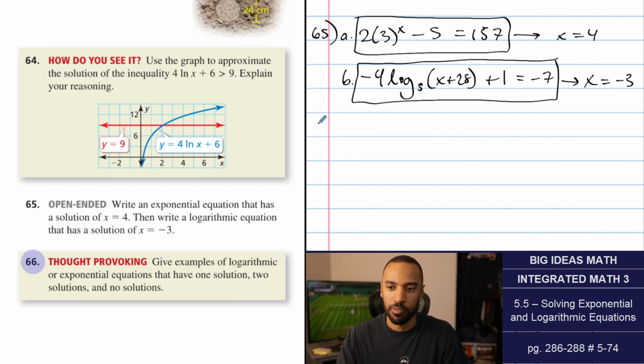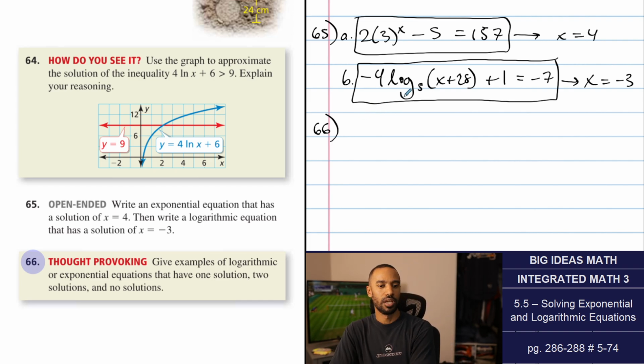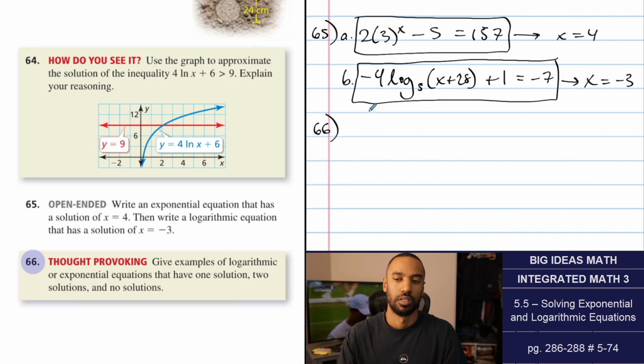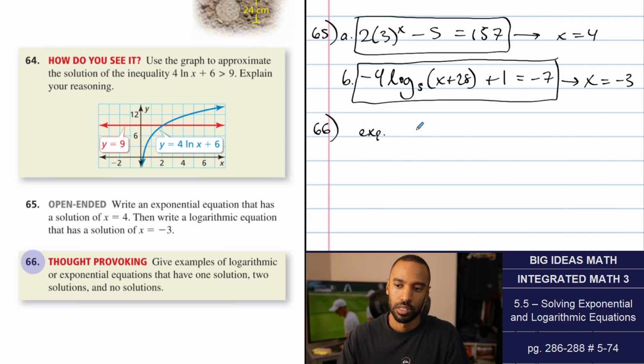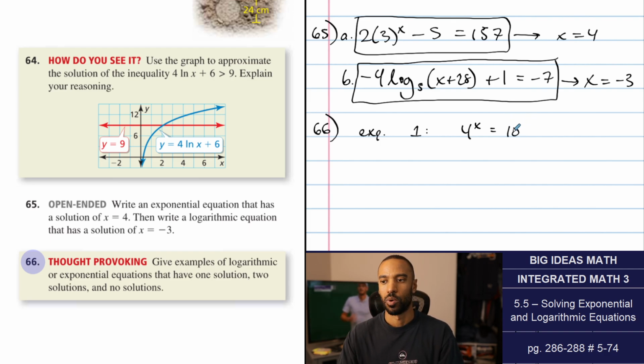Number 66, thought-provoking. Give examples of logarithmic or exponential equations that have 1 solution, 2 solutions, and no solutions. Exponential might be the harder ones for me to think about. For both? So we have to come up with 6 things. So exponential, 1 solution is going to be easiest here. We can say 4 to the x power equals 10. That's 1 solution.